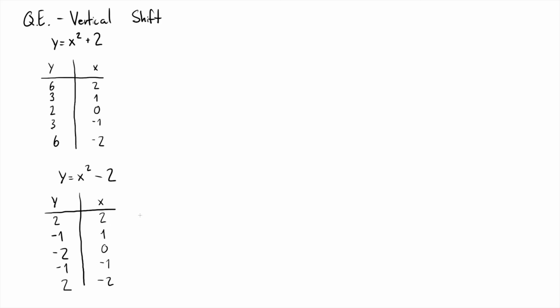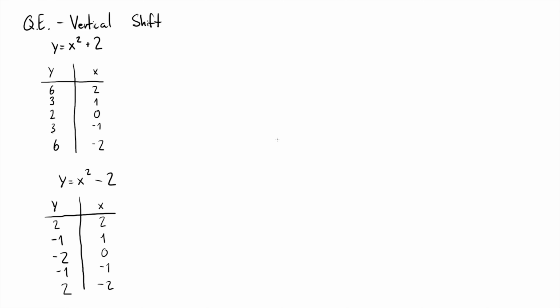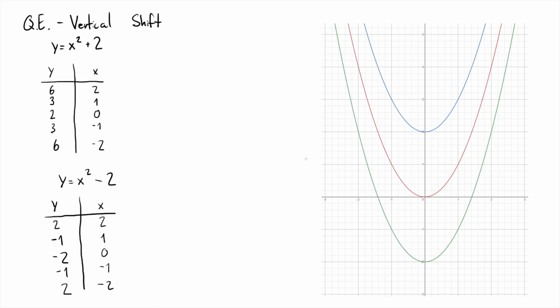Okay, now that we have these equations, as well as our traditional equation of y equals x squared, which we already know what it looks like, we can graph them on a piece of graph paper and see what they look like. If we were to graph them, these are the graphs that we would get.